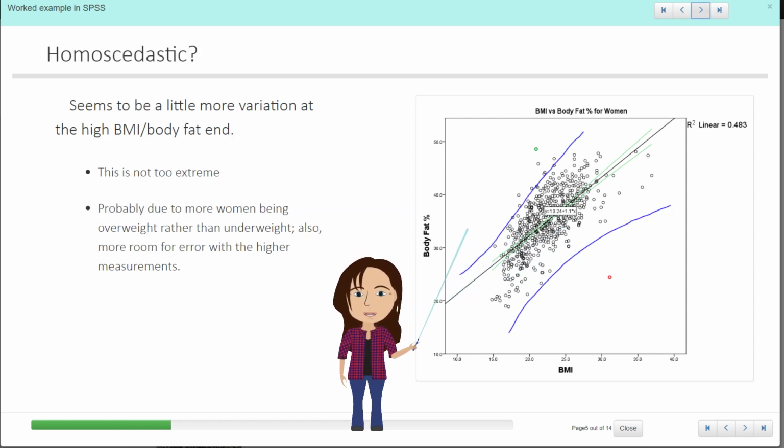Are the variances the same across the fitted line? So I've drawn this in some sort of very rough blue lines, and we can see that there's a little bit less variation down here than there is up here. This is not too strong, so I wouldn't be too worried about it. It's probably just because there's more variation in the higher ranges and there's actually fewer women who are underweight than overweight.